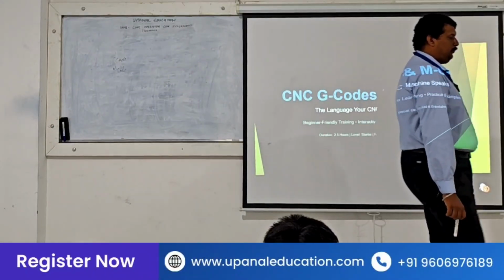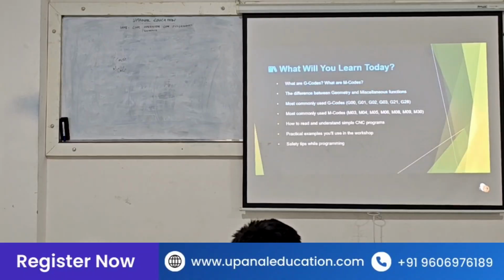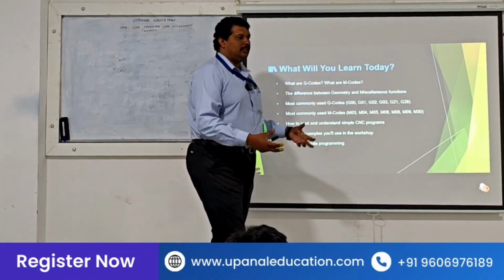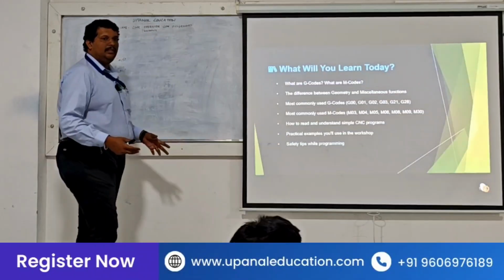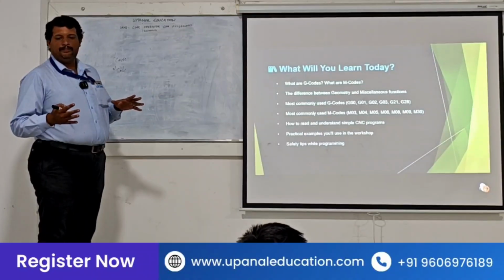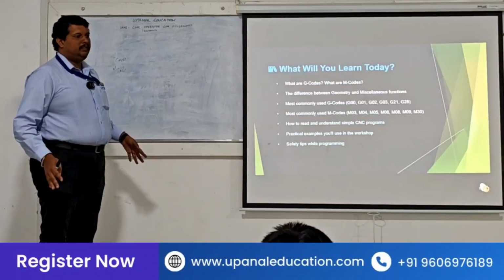So in this session, what we are going to study is what is G code, what is M code, the difference between them, most commonly used codes, and how we read small programs. Nowadays we have all these CAM software. We put a 3D drawing on the system, and it will make all the programs. This G code, M code will be machine generated.